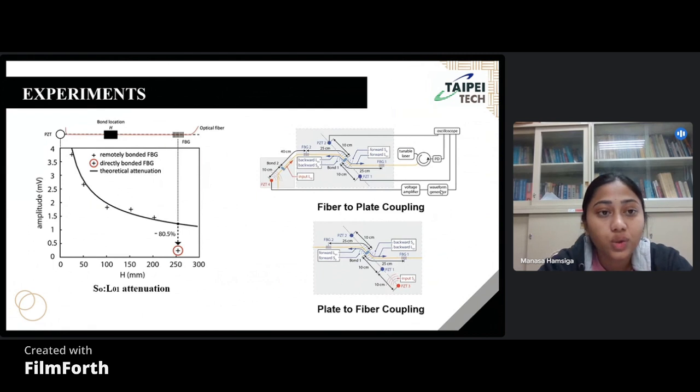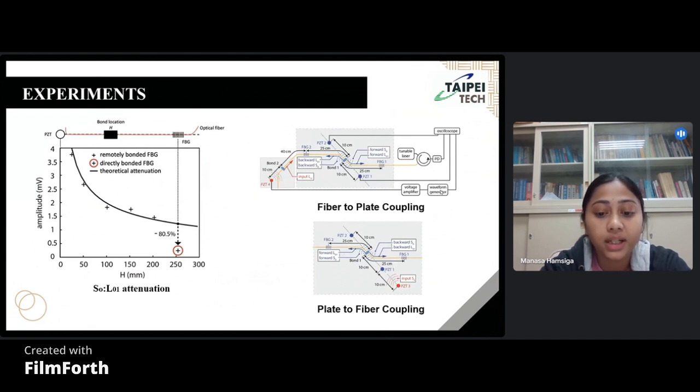So now we'll be looking into the experiments. Several experiments have been conducted, and the data has been cross-plotted here, with the theoretical prediction of attenuation shown as the line. It matches well until h is equal to 250 nanometers. When a fiber is glued down, the drop happens, and here it is 80.5, which is located at the bottom. A large increase in signal is seen when we measure the longitudinal mode using the remote bonding.